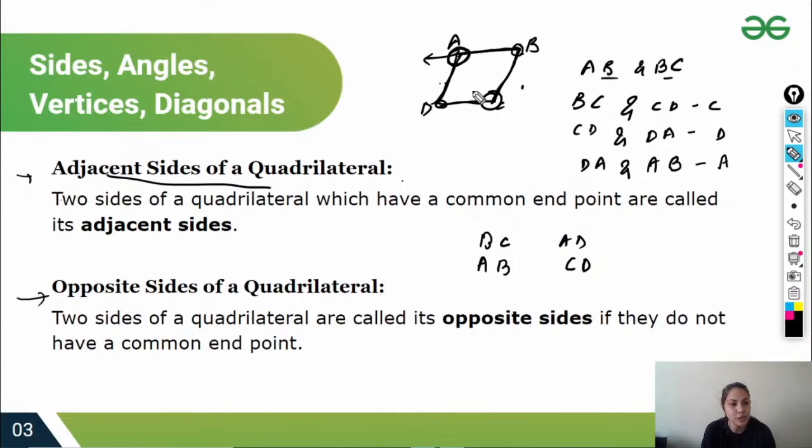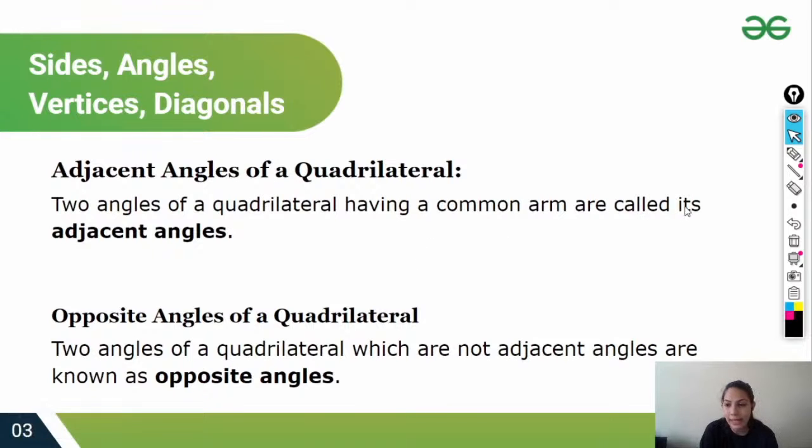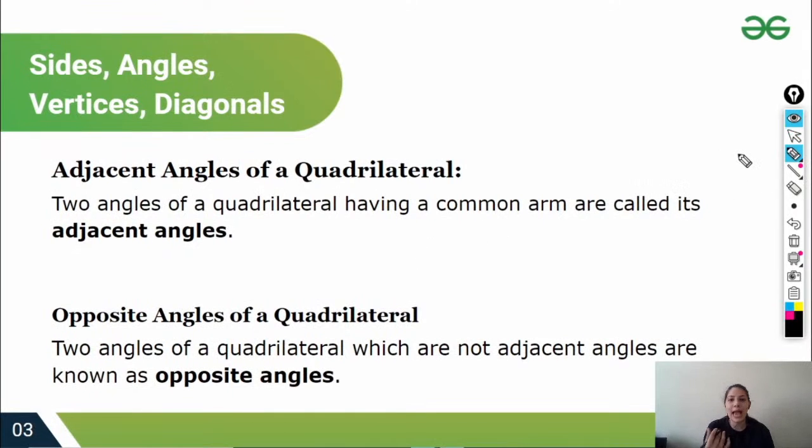I hope you understood adjacent sides and opposite sides. There are two types of sides in a quadrilateral, adjacent and opposite. Adjacent means near, that is, a common endpoint or common vertex. Opposite means no common endpoint or no common vertex. Now, let us move forward. Similarly, angles are of two types, adjacent angles and opposite angles.